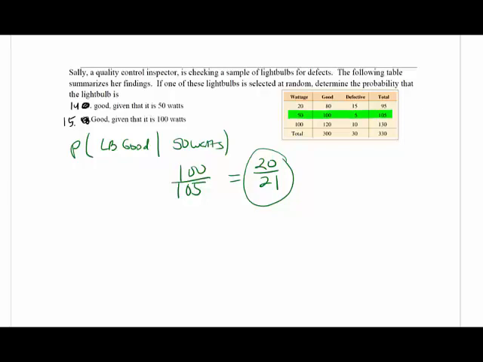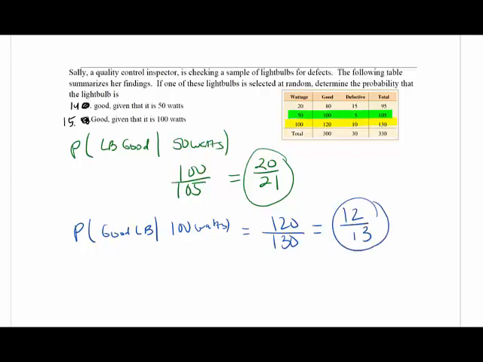Number 15, probability that we have a good light bulb, given that its watts are 100. So I'm going to highlight this one in yellow. I'm looking at the 100 watts. So now my denominator on this one is 130. And out of those yellow highlighted, how many of them are good? 120. Both are divisible by 10. So my answer should be 12 over 13. Start with your condition first.